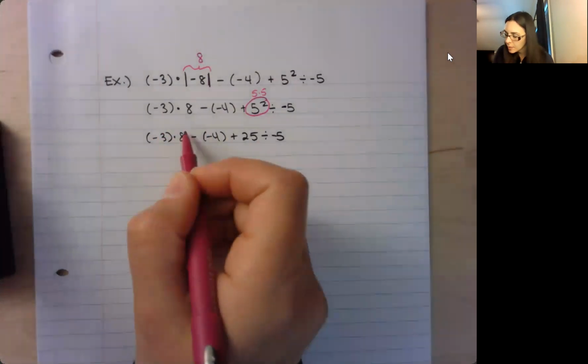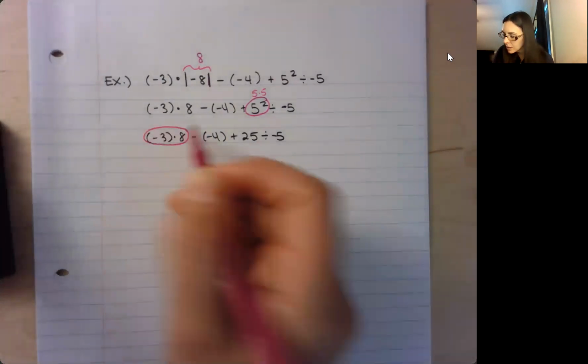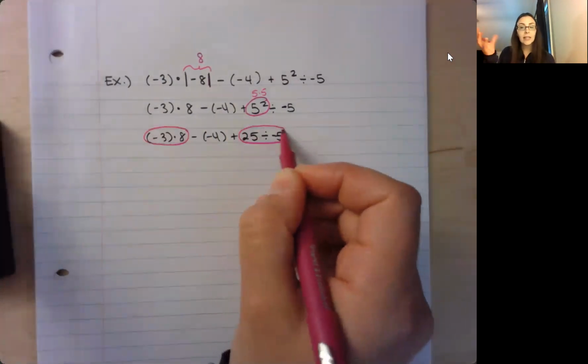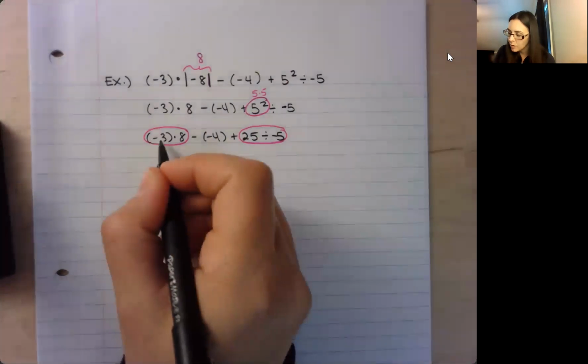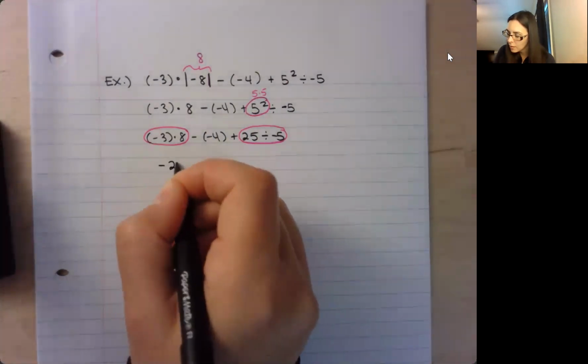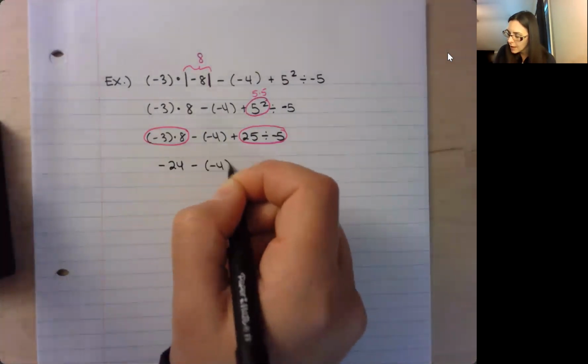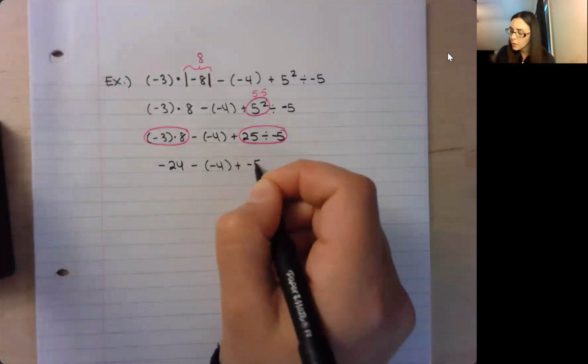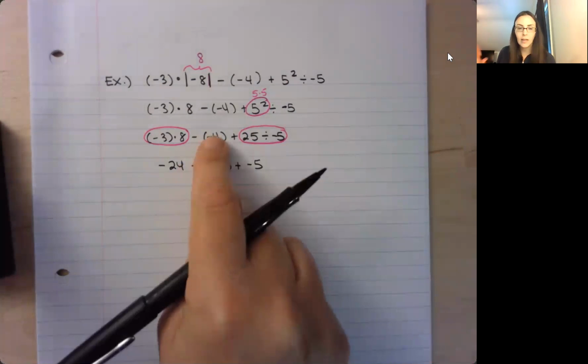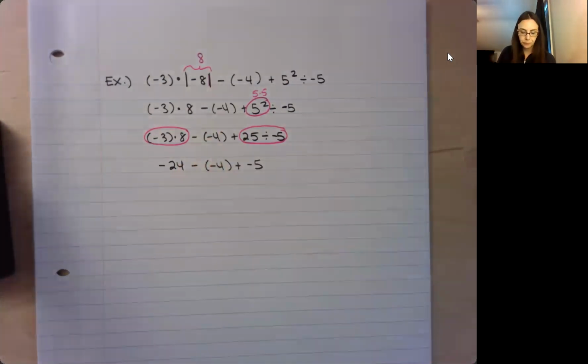So I do see some multiplication here, and then I also see some division here. And they're not touching each other, so I can just go right in order left to right. I'm going to do these both in the same step. -3 times 8 would be -24. And then 25 divided by -5 would be -5. Notice that I'm just being careful to stay everything else in order and bring it right down.